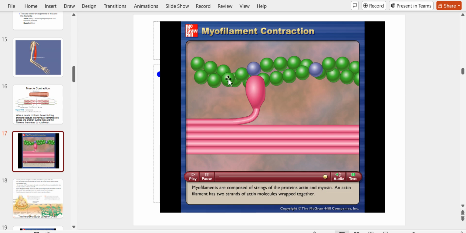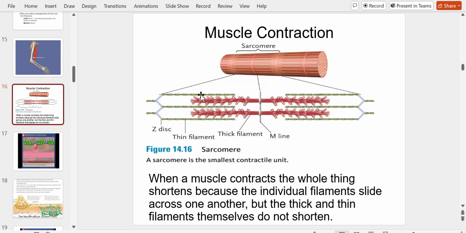Without calcium, they block the active sites for these heads to reach. So if these heads here are not touching the thin filament, you have no contraction. In the presence of calcium though, you'll see there are binding sites on the thin filament that will be exposed, so therefore the heads can reach and pull themselves along. If there is no calcium, those binding sites are blocked and those heads do not touch.